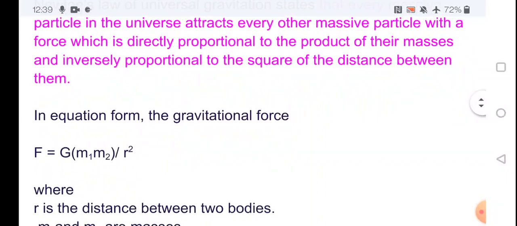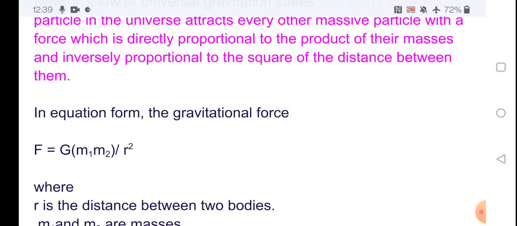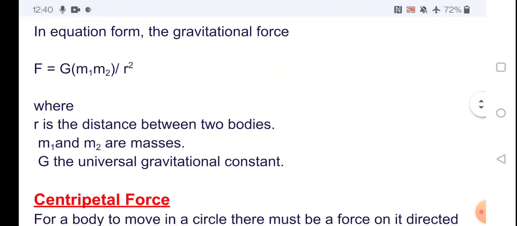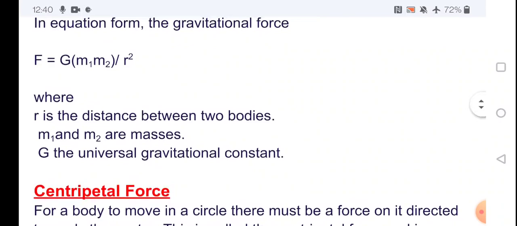That is, in equation form, the gravitational force F is equal to G m1 m2 divided by r square. That is, F is proportional to m1 into m2 divided by r square. If we remove the proportionality symbol, we get G, that is F equals G m1 m2 divided by r square, where r is the distance between two bodies, m1 and m2 are the masses of the two bodies, and G is the universal gravitational constant.